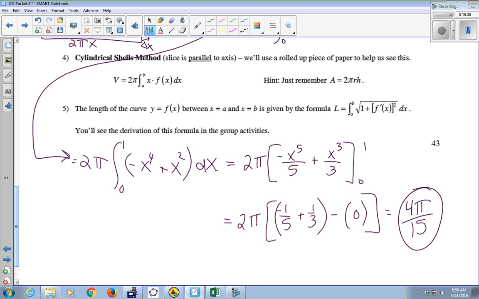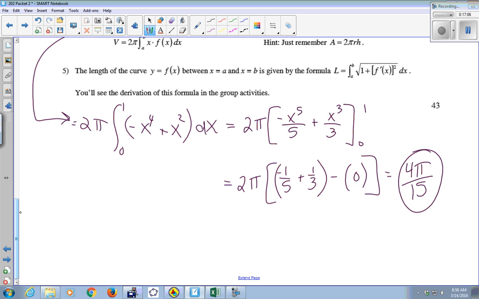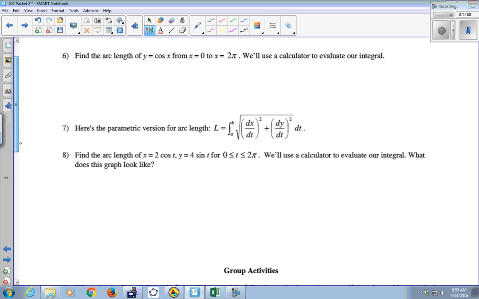Next thing we're going to talk about is arc length. If you want to find the length of a curve from x equals a to x equals b, just how long a curvy thing is in the xy plane, you can take the integral from a to b of the square root of 1 plus f prime of x squared dx. So that's another formula of the day, and the derivation of the formula you're going to read through in the group activities. For now, we're just going to do a problem where we apply that formula.